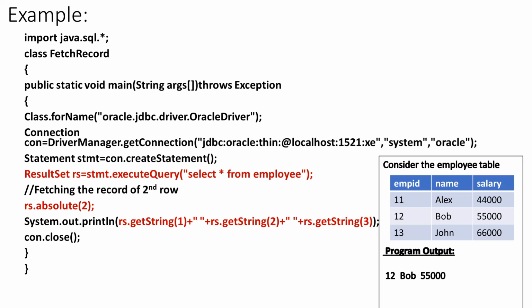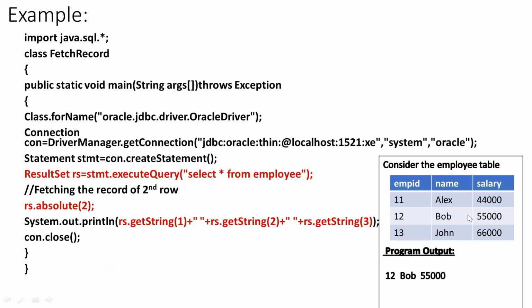Whatever statement you are going to run is the SQL command, for that ResultSet rs equals statement.executeQuery, select star from employee. To fetch the record of the second row, use rs.absolute. This is an SQL command. It will be displayed with getString of 1, and so on. This is for displaying, printing the statement. When you call rs.absolute of 2, on a table in a database like the sample given, you get 12 Bob 55,000.